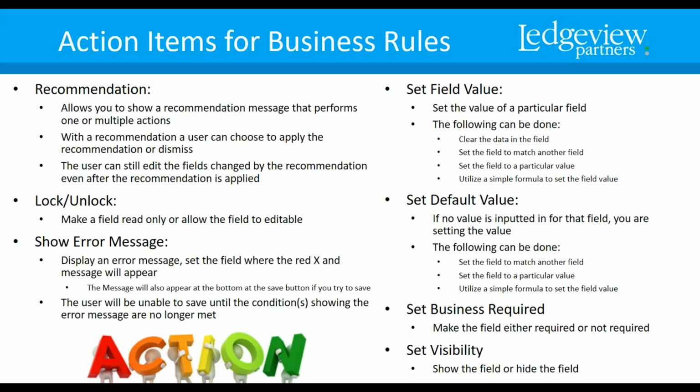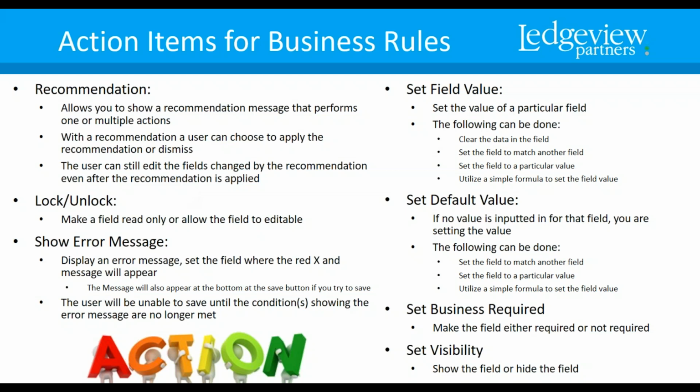There's recommendation. This allows you to show a recommendation message that performs one or multiple actions. With a recommendation, a user can choose to apply the recommendation or dismiss it. The user can still edit the fields changed by the recommendation even after it is applied. So in other words, it really is just a recommendation, not a rule that's going to just take effect. These other ones will take effect. If you overwrite them, it's still going to come back and overwrite it after you make a change again, because it's reading what's in the system and then it's going to overwrite it.